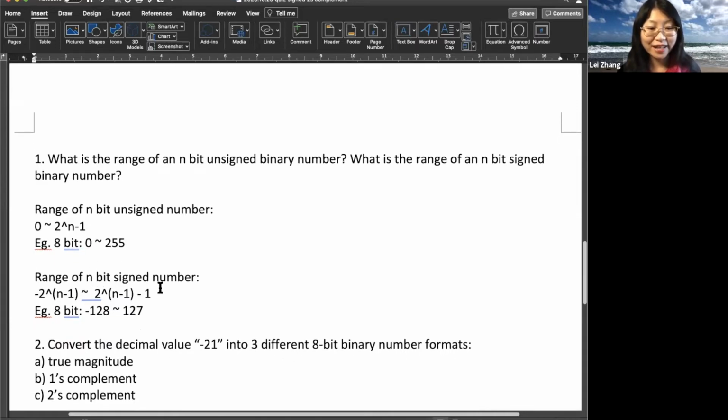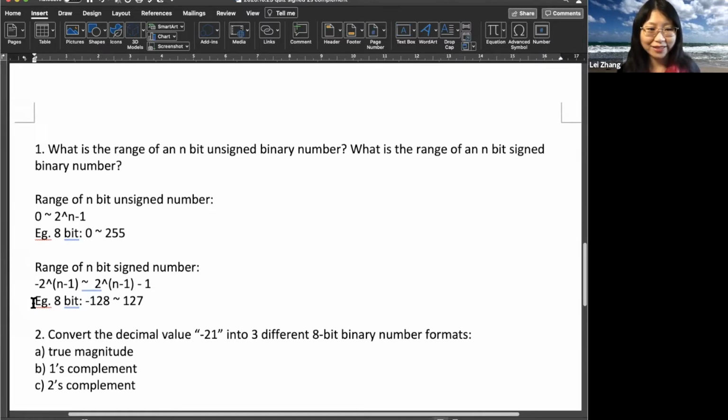So if it's a signed number with n bits, we have to know that 1 bit is used for the sign bit. Most significant bit is the sign bit. Then we are left with n minus 1 bits. So that's how we work out the range. So minus 2 to the power of n minus 1 to the upper range, which is 2 to the power of n minus 1, minus 1.